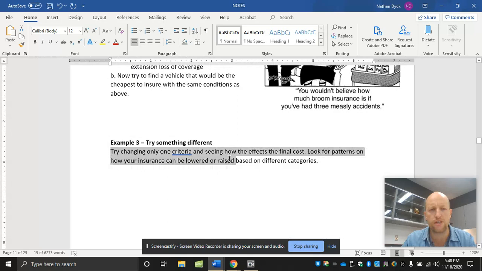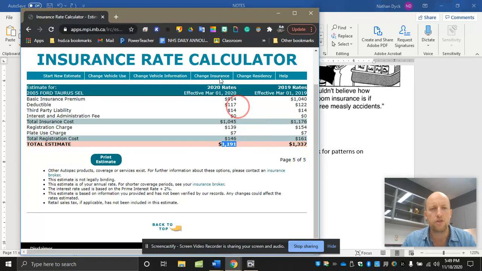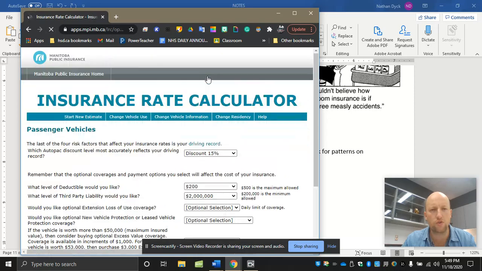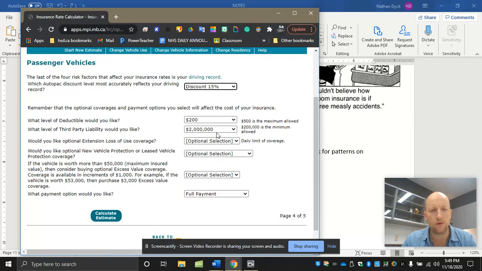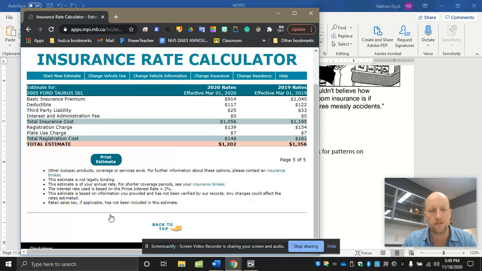Also, try changing one of the criteria and see how it actually affects the final cost. Look for any patterns that you might find. So this was $1,191 right over here. If we go back to changing our insurance and we just change one thing, from $2 million to $10 million, how does that affect it? It only affects it by $11. We're paying $11 more now, and we're getting $8 million more worth of insurance coverage. So just for that price, not that crazy. Now we're at $1,202.